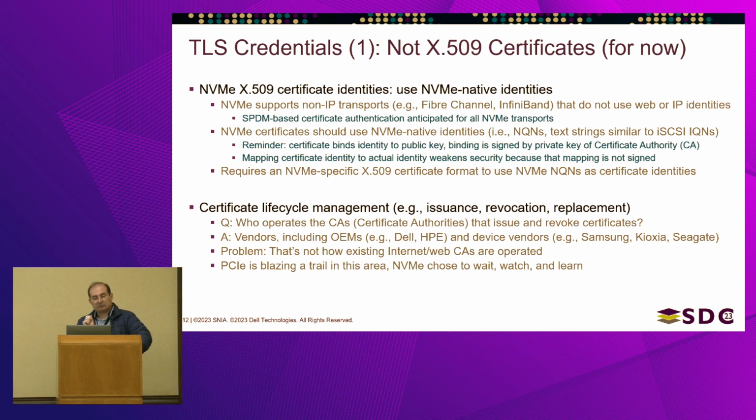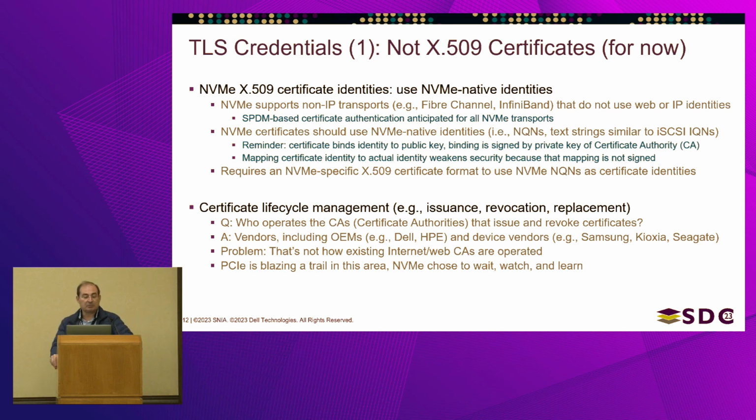However, NVMe over Fabrics uses transports that are not IP-based. So every time you are using NVMe, you cannot assume that you have a DNS name available. So as a minimum, we need to expand the certificate structure to enable the use of native NVMe identities. And this is not something that exists. For the moment, it has not been done. So this is the first piece that says why certificates are not being used so far.